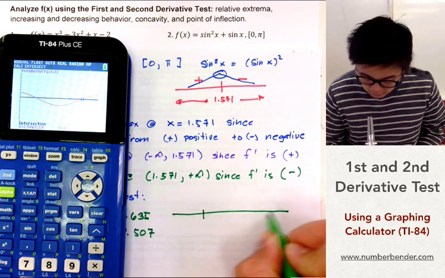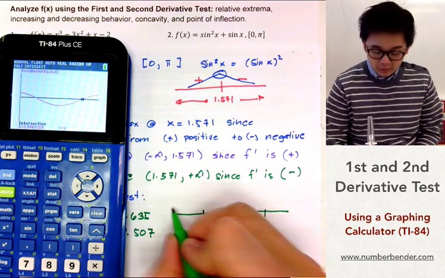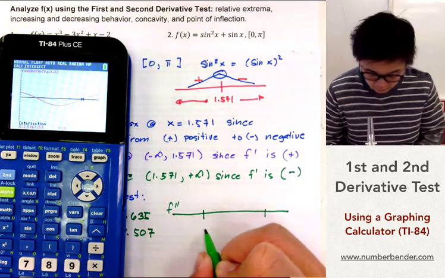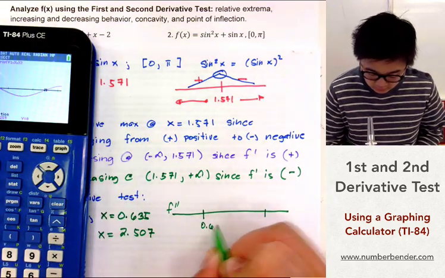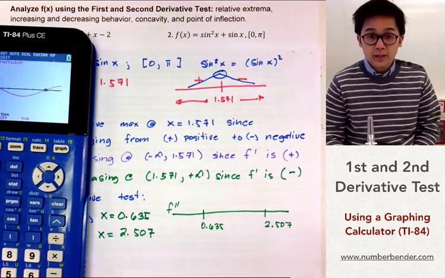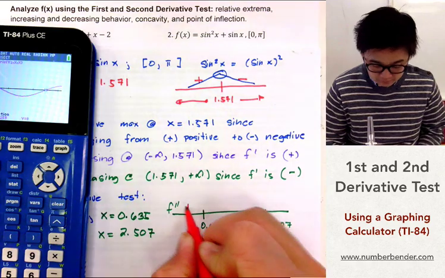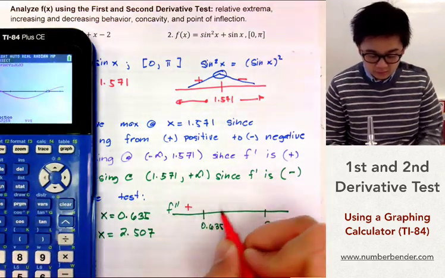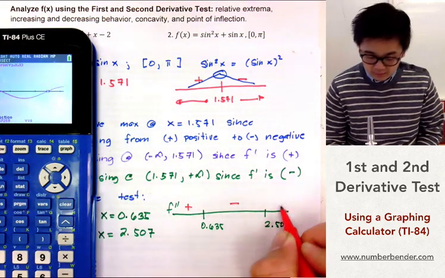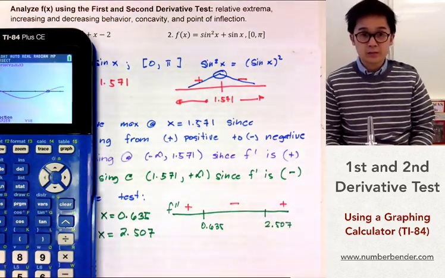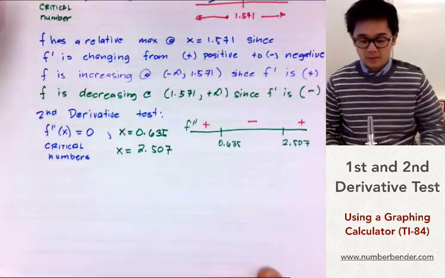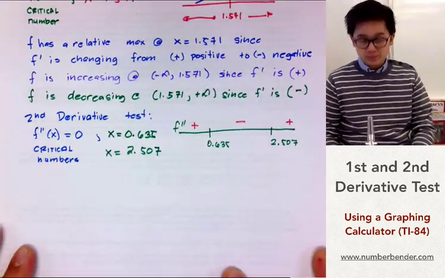So we are going to use the two critical numbers for our sign chart, and this time it's for f double prime. So this one is for 0.635 and this one is 2.507. And we know that it's positive because it's above the x-axis on this interval, negative because it's below the x-axis, and above the x-axis, positive for the second derivative. So now that we have our sign chart, we're ready to determine our concavity and the point of inflection.